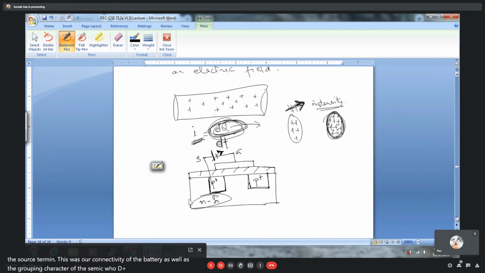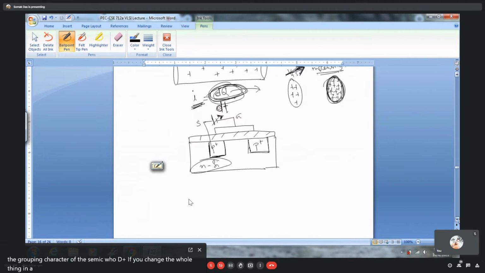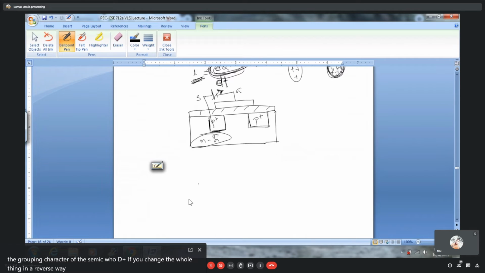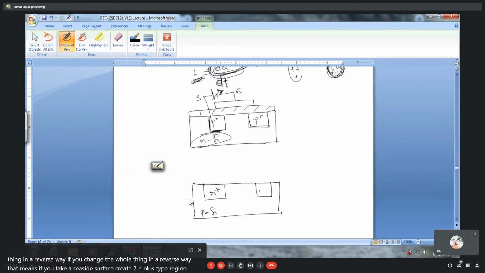If you change the whole thing in a reverse way, that means if you take a p-type substrate, create two N plus type regions, the oxide, you cannot change the polarity of the oxide as well as the metal.